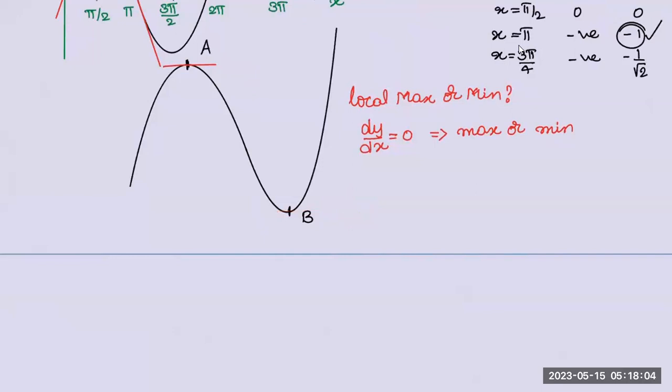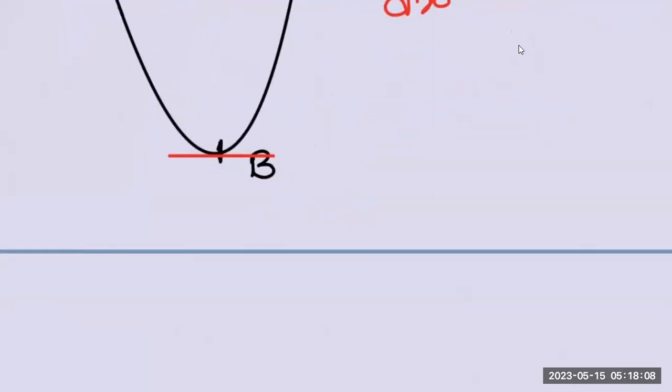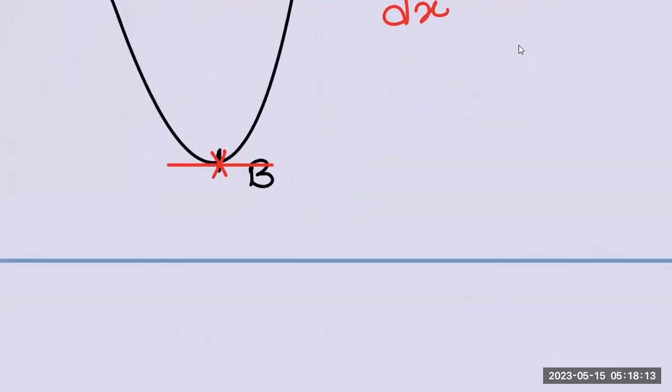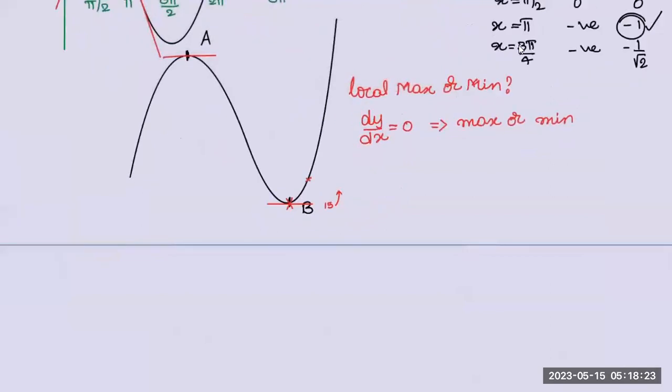Now what to do? Is there any way? You substitute the value at the maximum or minimum, and you get something, assume 15. You go to one point ahead, somewhere here, and calculate the value. If it is more than 15, it is minima. Less than 15 means maxima.